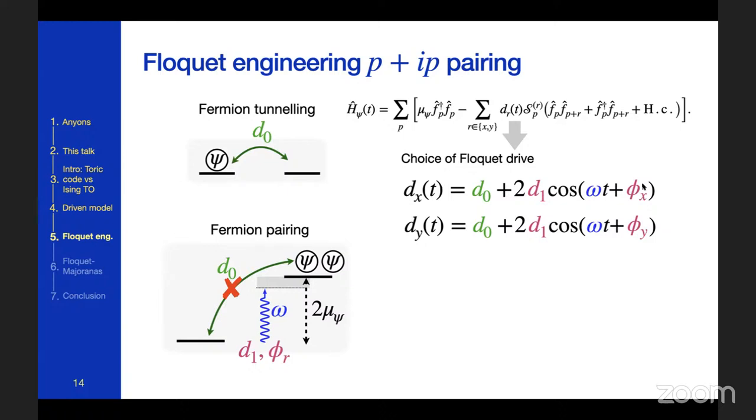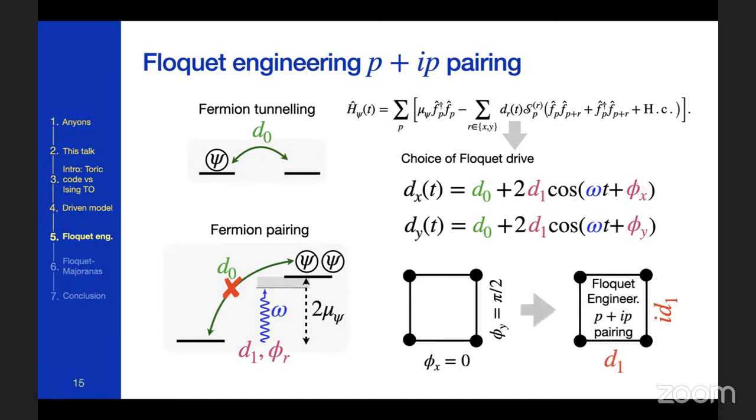And this is the usual photon-assisted tunneling picture in a way, only here applied to the fermion pairing rather than tunneling. So, okay, with this, one can do the usual tricks in Floquet engineering, like frequency expansions and such things, and compute the result. And by choosing simple phases, for instance, 0 in the x direction and pi over 2 in the y direction, this will end up Floquet engineering exactly this p plus ip pairing. So a real pairing in the x direction and an imaginary pairing in the y direction.